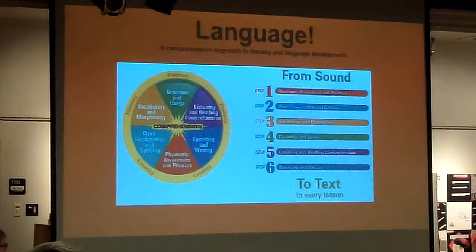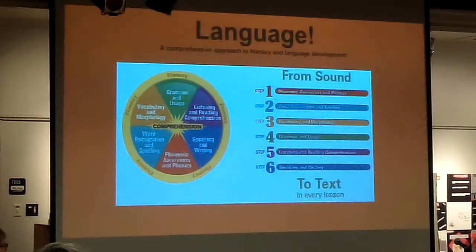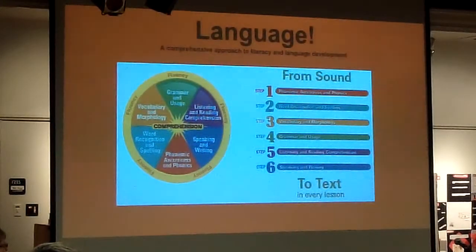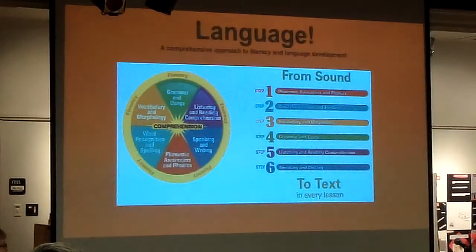The second step would be word recognition and spelling. So those sounds coming together to make the words that we use every day. Then we look at the meanings of those words and where those words come from. We talk about grammar and how we use those words in our language. We then go to listening and reading comprehension, where we put those words together in sentences, and now we're understanding how we use those words. And then they're actually speaking and writing and producing language in their own way, all within one day's lesson.